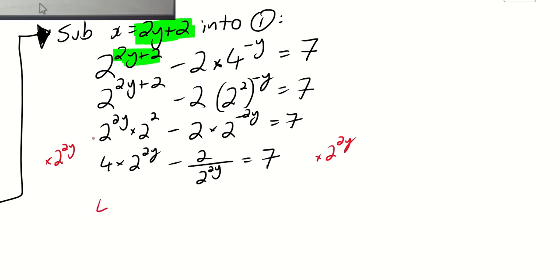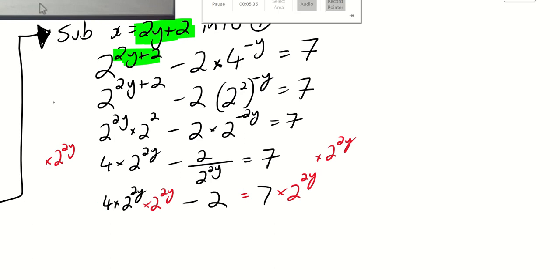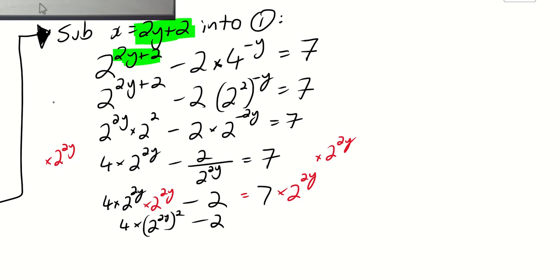So I'll end up with 4 times 2 to the power 2y times 2 to the power 2y. So that's the extra one. In the middle, it'll cancel that denominator. And on the right hand side, I'll just multiply by 2 to the power 2y. So there it is with some better colours. So I really have 4 times 2 to the power 2y squared minus 2 equals 7 times 2 to the power 2y.